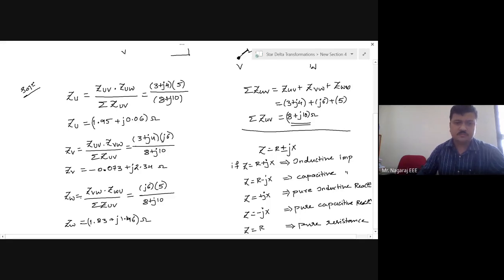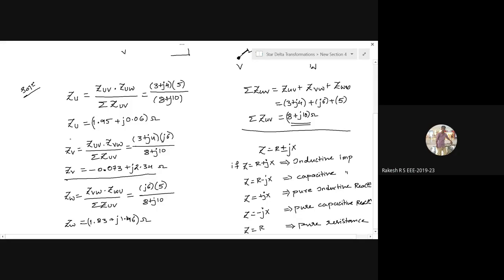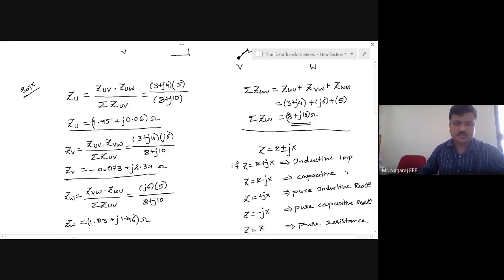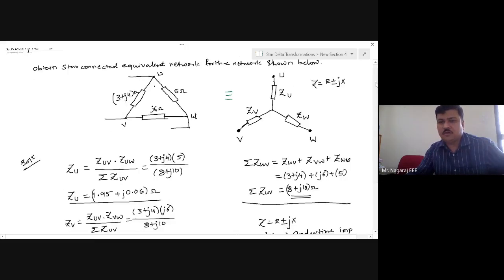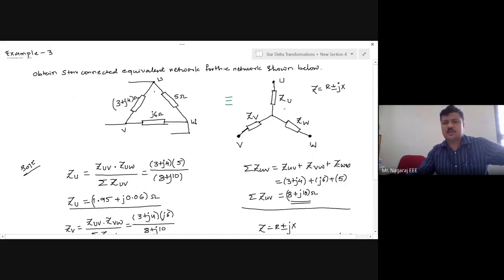All are getting the same? Yes, sir. So this is the star equivalent of the delta connected network. Now already I have drawn the circuit here. The star equivalent, you can simply write the values near to this impedances. That's it.